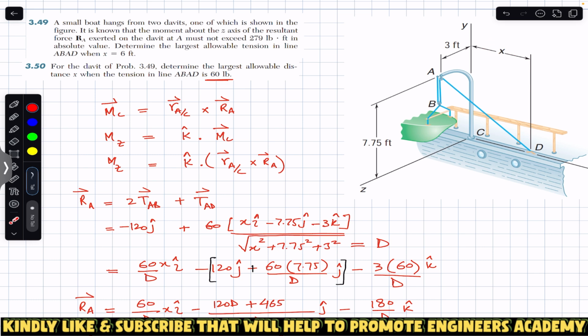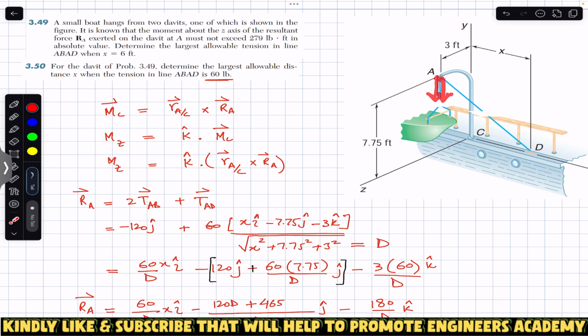So as we know, the moment about point C will be the cross product of RAC with the resultant at point A. The resultant, as we know from the previous problem and problem 3-22, is the vector sum of these forces if we cut these ropes. If I cut these three ropes here, we will have two forces acting vertically downward.